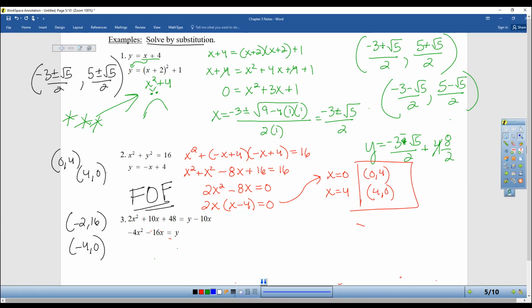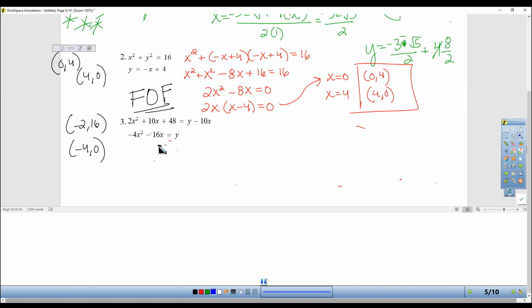Number 3. So I'm going to use substitution. No combination here is really going to work out for me. So I've already got the y. We'll do 2x squared plus 10x plus 48. So this is equal to y, so I'm going to put it right there. Is equal to negative 4x squared minus 16x minus 10x. I see an x squared in my equation. What do? I'm going to set it equal to 0 and factor.